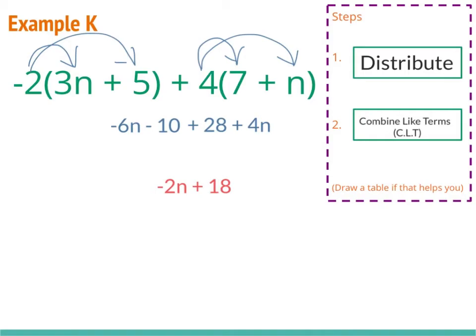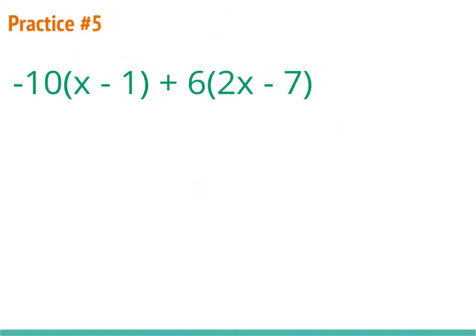Now let's have you try a couple on your own. Here we are at practice number 5. You're going to try this one on your own. Notice we've got a couple sets of parentheses in there, and you're going to have to do both in order to get to the final simplification. So go ahead and pause the video now, try it on your own, and then press play again to see if you are right.